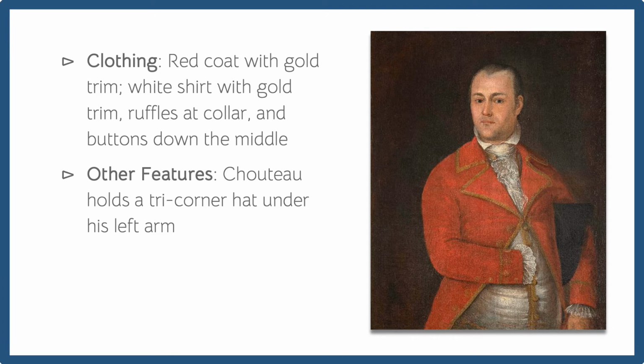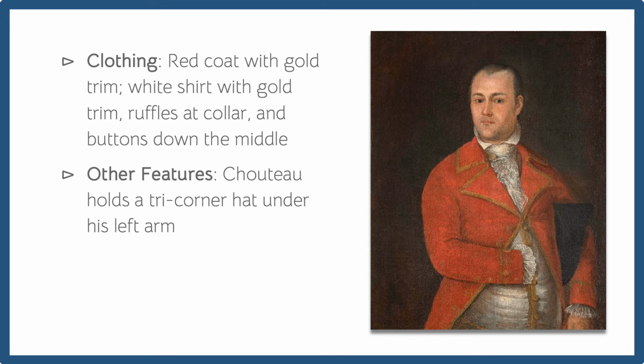Now that we know a little more about the history and locations of the artist and subject, let's observe what's in the portrait. How is the subject dressed? He wears a red coat with gold trim, and underneath the coat is a white shirt with ruffles at the collar and gold buttons and lining down the middle.